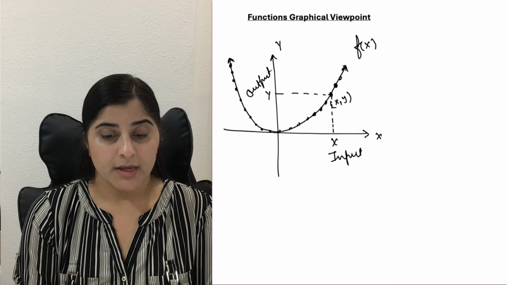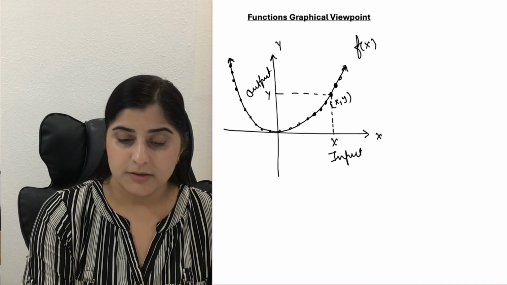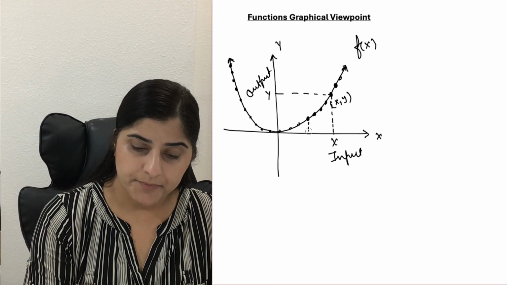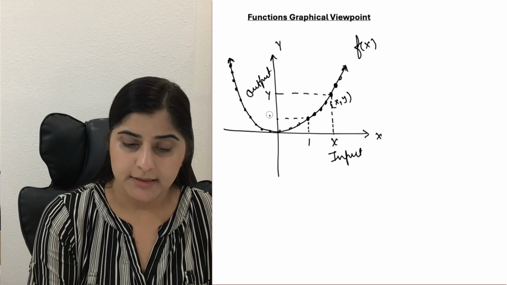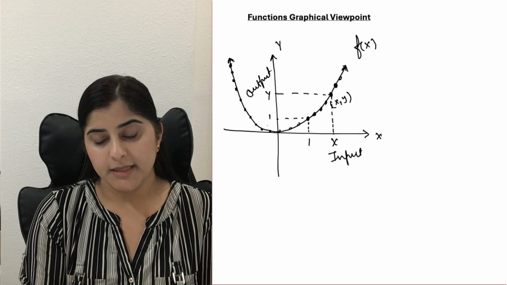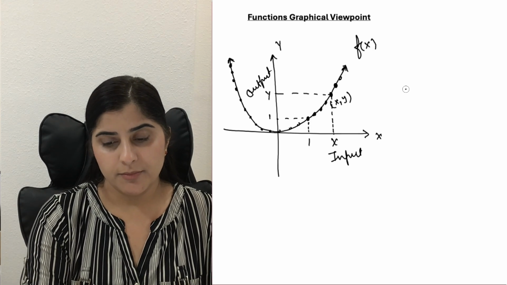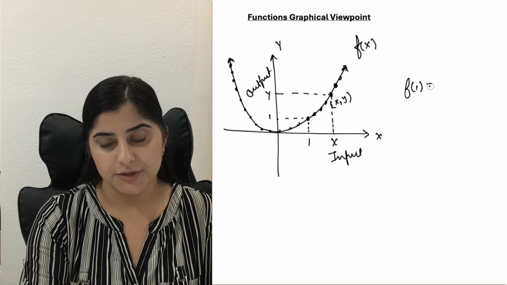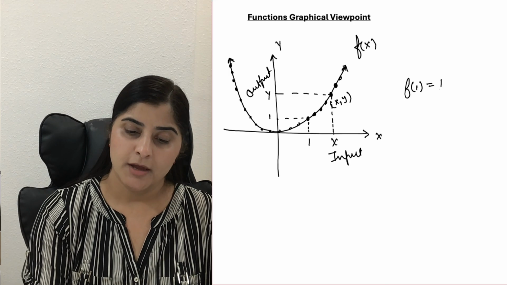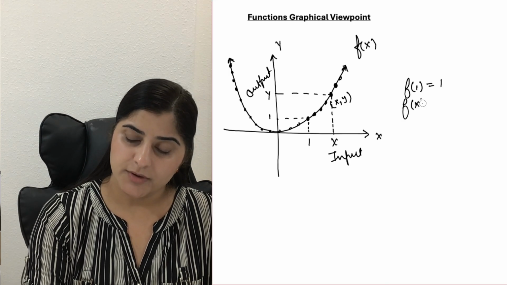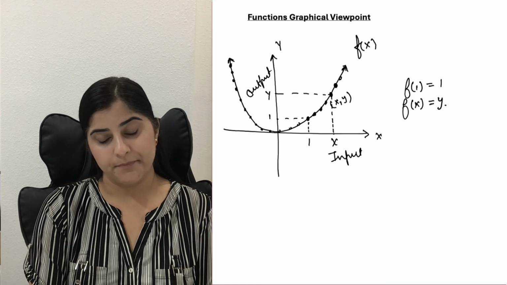Suppose this point is 1 and this is also 1. What does that mean? That means when you input 1 in this function, the output is 1. When you input x in this function, the output is y.